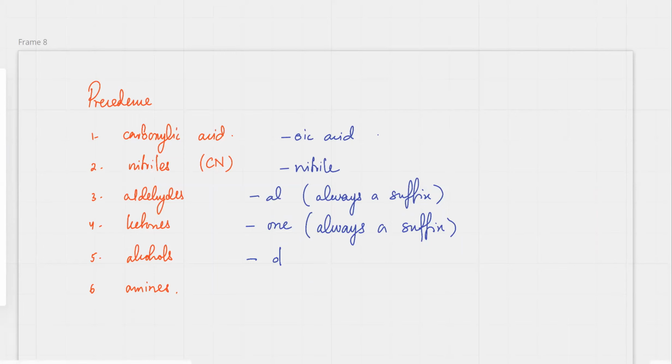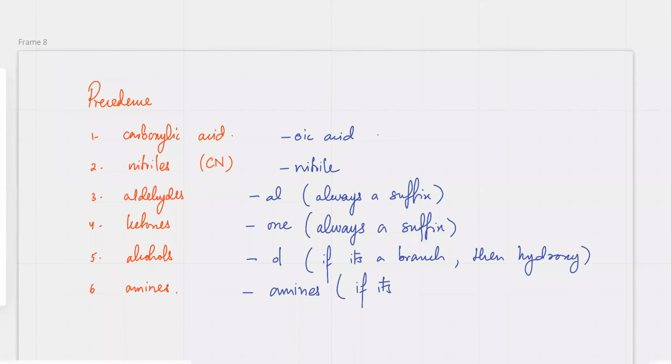but if it's a branch, then you call it a hydroxy. And amines are going to be called amines, that's it. And again, if it's a branch, you're going to start calling it amino.